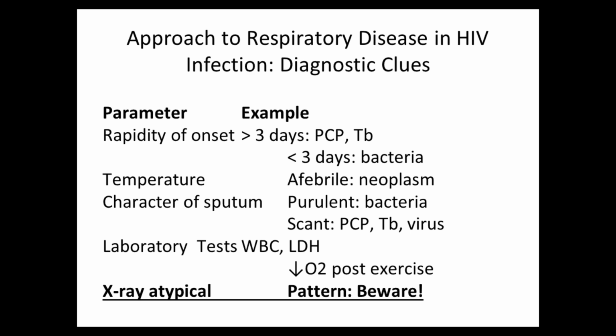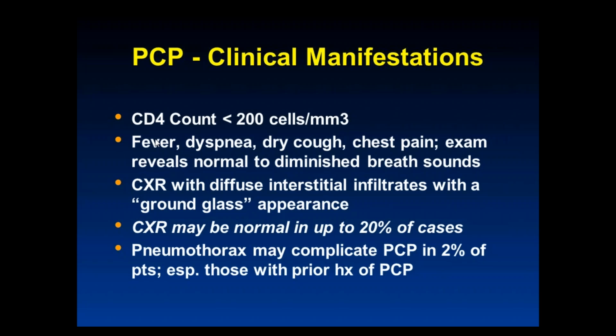So PCP classically occurs when CD4 counts are under 200. It has fever, dyspnea, dry cough, chest pain. Exam can reveal normal or diminished breath sounds. You can have some fine crackles, but typically you don't hear lots of wheezes.